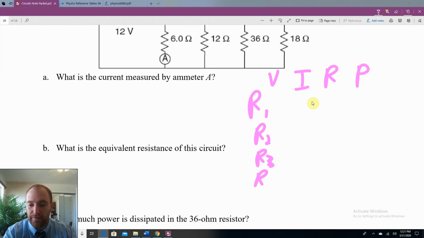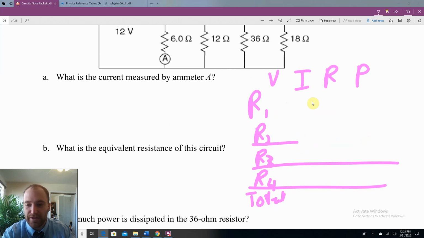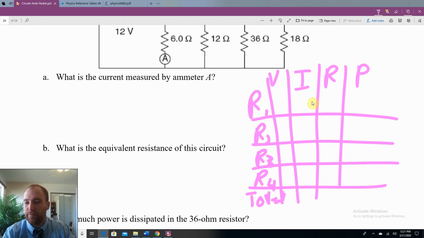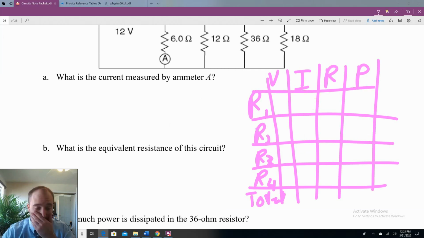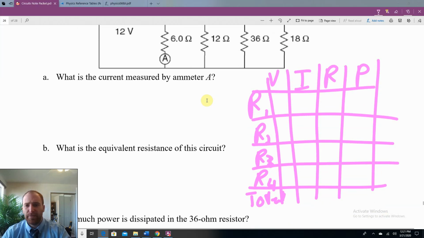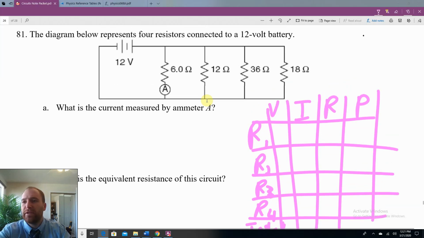Oh no. But I do want to prove the point that these aren't any harder if there's more resistors. It's a little more work because there's extra rows to fill in. But as long as you keep your same strategy, you could do this for like 100 resistors. I wouldn't do that to you, but you could. So, here we go. I'm going to fill in everything that we can.